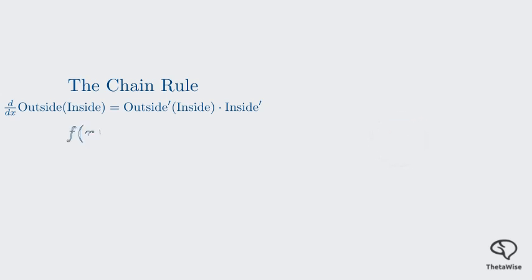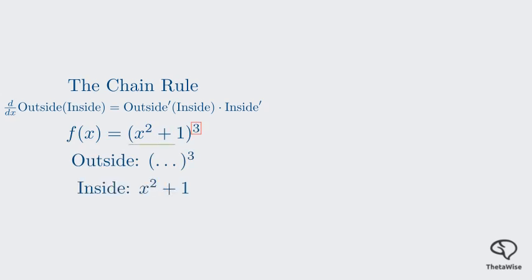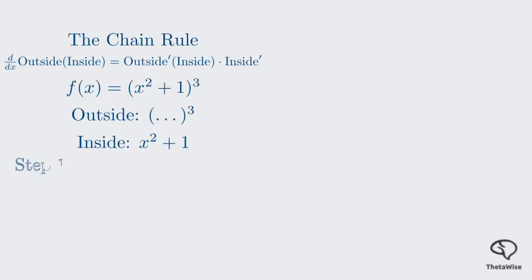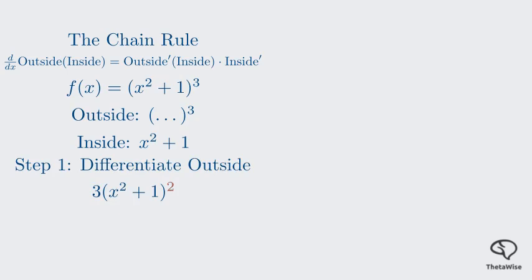Let's look at x squared plus 1, all raised to the power of 3. The outside is the cubing part, the power of 3. The inside is the x squared plus 1. First, treat the inside like a single block, bring the 3 to the front, and change the power to 2. Keep the inside exactly the same for now.